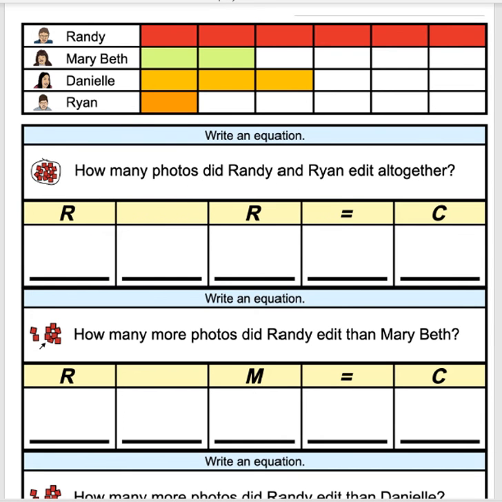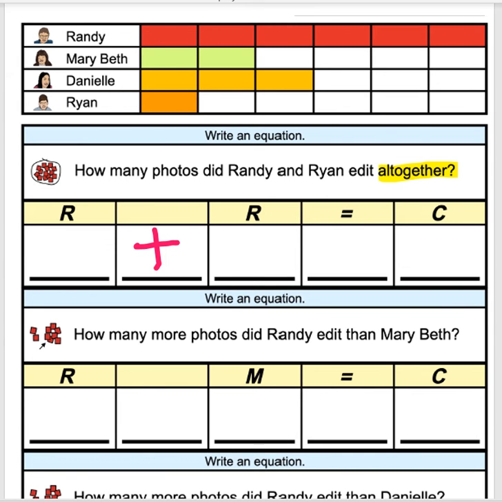So the first thing that we see in this question is the word all together. And we know that means putting things together. We're going to be adding. So we can go ahead and we're going to put an addition sign in our equation because we know that we're putting things together.